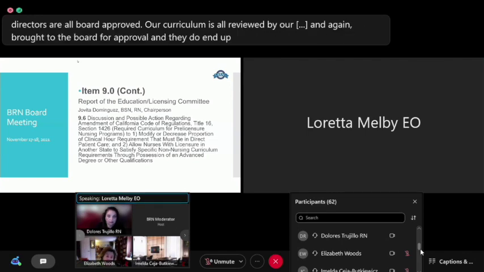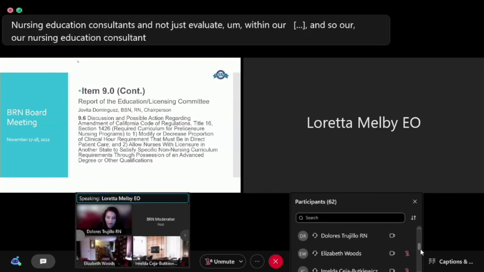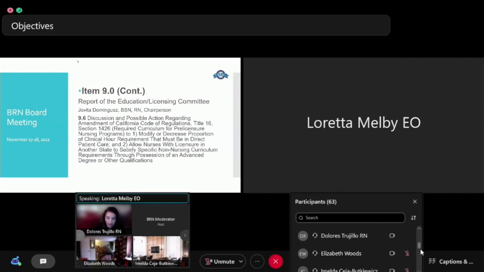And that's why we work as nursing education consultants and not just evaluators within our BRN. And so our nursing education consultants are able to work with curricular design. They're able to give input to meet objectives. All of our clinical sites are approved based on whether or not they can meet the clinical objectives. So I think we've got a really good process. We just need to refine that.